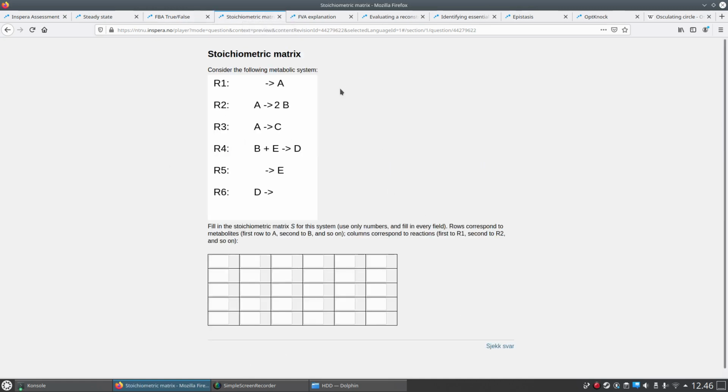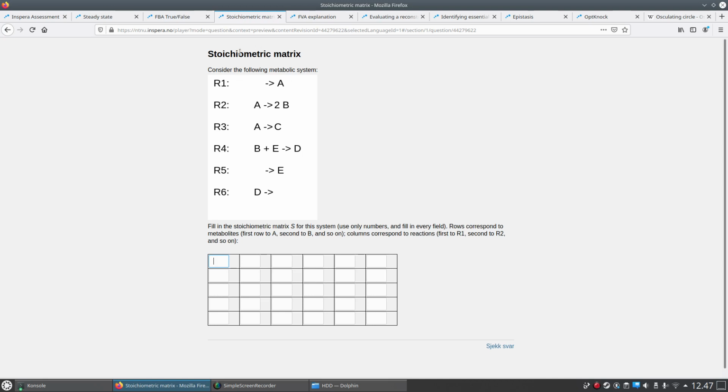Okay, on to the next question. Here we're asked about stoichiometric matrices. We're given a metabolic system with a set of 6 reactions, and we're asked to convert this into a stoichiometric matrix. Unfortunately, Inspera is a little bit of a pain, so we have to type in all the zeros, but we can do this. So, as specified here, rows correspond to metabolites, columns correspond to reactions.